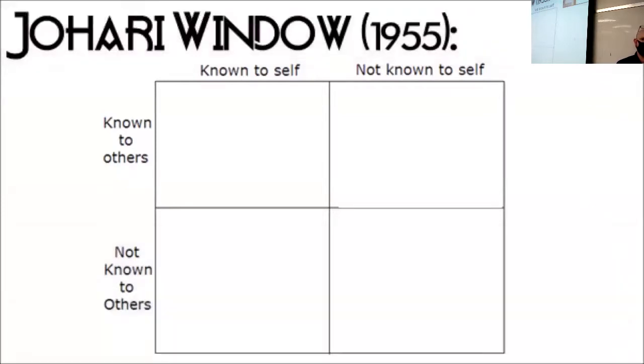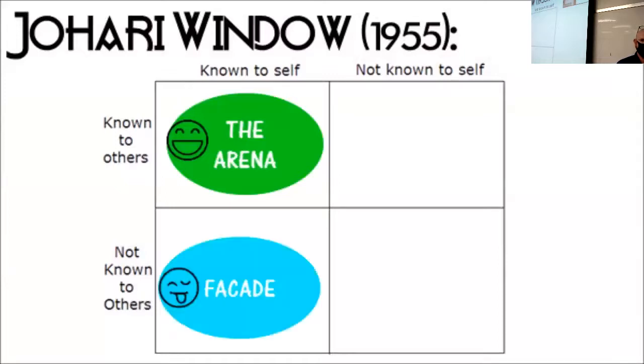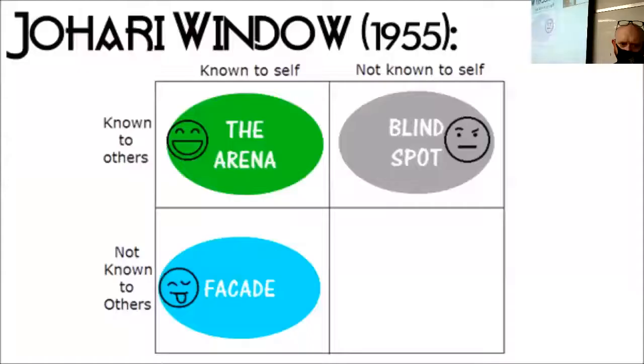So the things that you know and other people know are defined as the arena. That's the information that's out in the open. The things that are known to you but are not known to other people are called a facade. Sometimes it's given other names, but the idea is that this is the stuff that you have chosen not to disclose to other people. Now, if you don't know about something, but everyone else can see that it's true, that's the blind spot. So it's your blind spot. And then the fourth quadrant is things that you don't know and things that other people don't know.